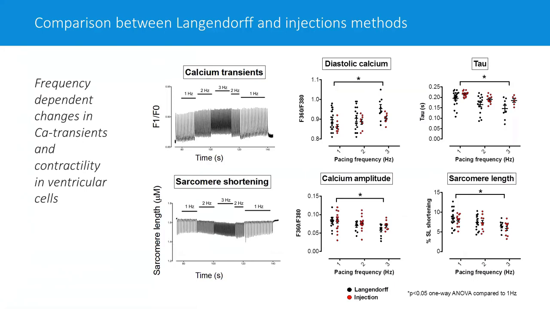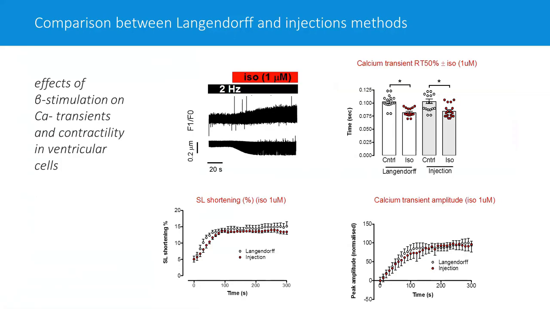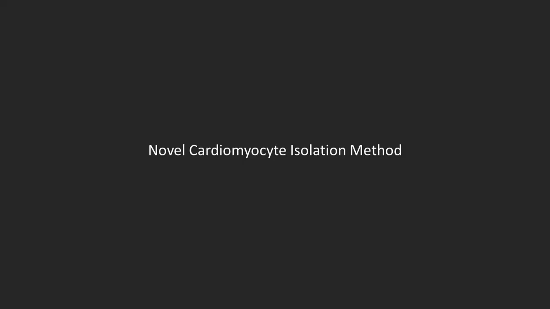We've also finally compared the effects of beta stimulation on calcium transients and contractility in ventricular cells, and we found that in the presence of ISO, of course, you get an increase in sarcomere length shortening in both cells. In cells isolated using either method, we found that calcium transient relaxation times were similar in the presence and absence of ISO, and the calcium transient amplitude increase was similar.